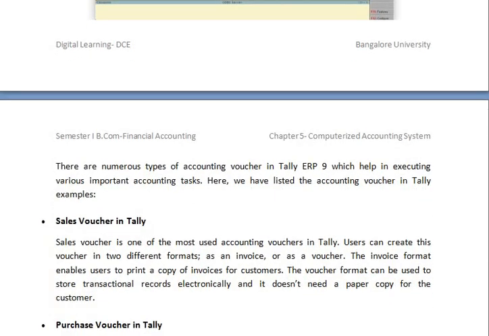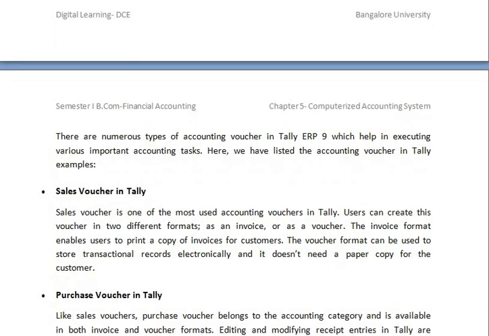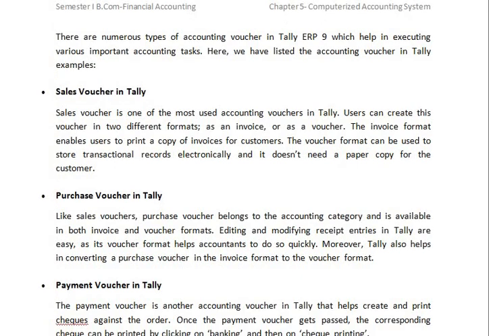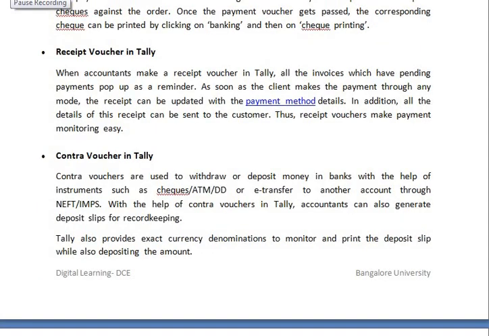Sales voucher is mostly for the sales of the organization, how the sales happen, and purchase is regarding the purchases, what is the invoice, what we have purchased. We can edit and modify receipts. Payment voucher is another accounting voucher that helps create and print checks against the order. Check printing can be done here. In the receipt voucher, as soon as the client makes payment, the receipt can be updated with the payment method. Whatever information is given, immediately it will be uploaded.